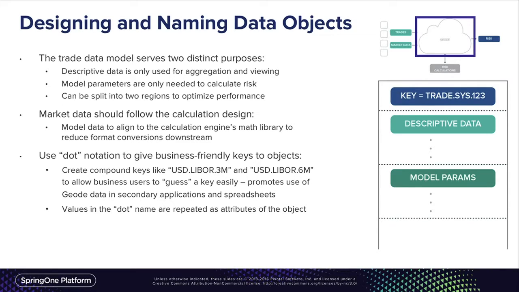Because, hey, they can hook up a spreadsheet to your Geode region and pull data out of it easily and intuitively. So this dot notation, which I think someone in Mike's team at Merrill probably invented, we all owe Mike a royalty payment on this, is the best way we've ever come up with to do this. So choose names like USD, LIBOR 3 months, USD, LIBOR 6 months, that people can guess. And the beauty of this is that you don't ever need to do a query. You can get everything right from the key.